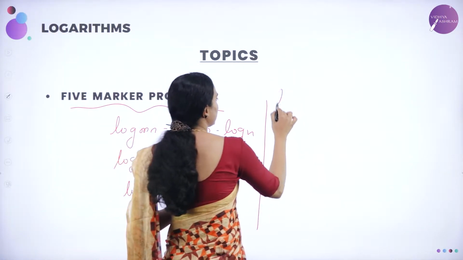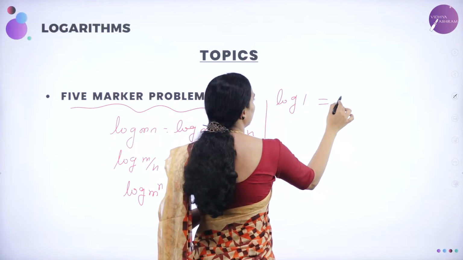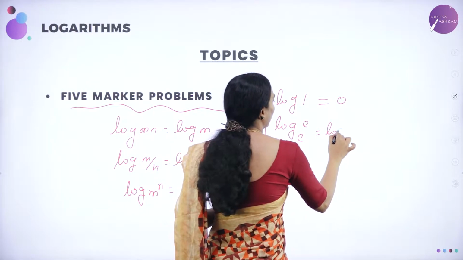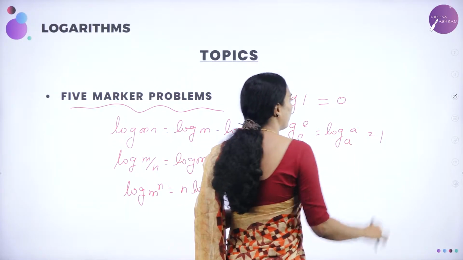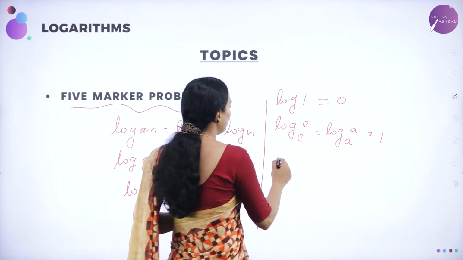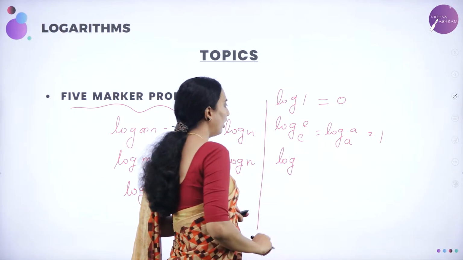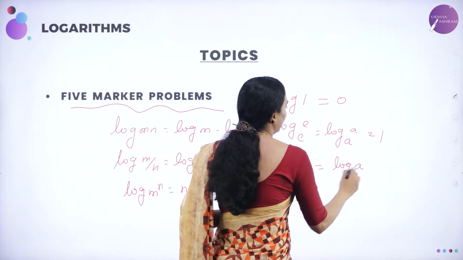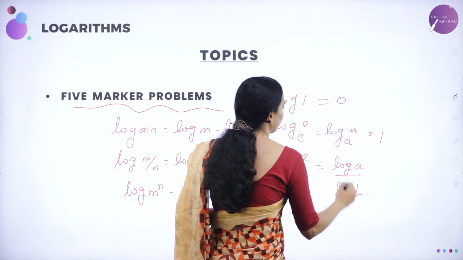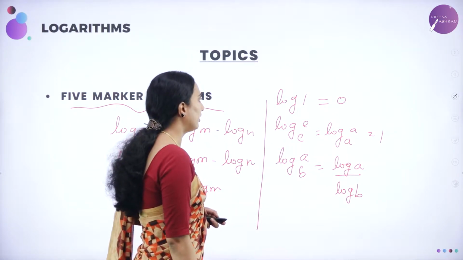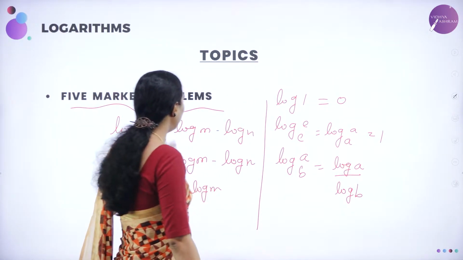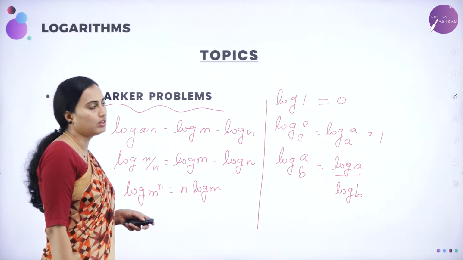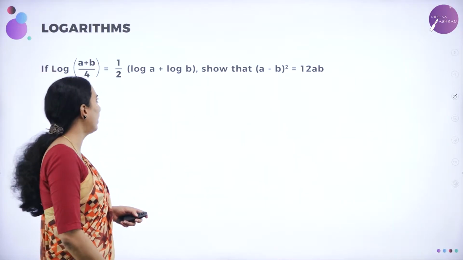You are going to have log 1 to any base is 0, and log e to base e, log a to base a is nothing but 1. Similarly, log a to base b can be written as log a divided by log b, correct? According to these formulae, you are going to solve the problems. So, let us look into the problem, what they have given.